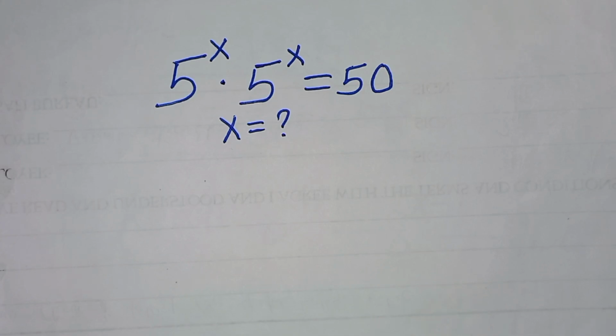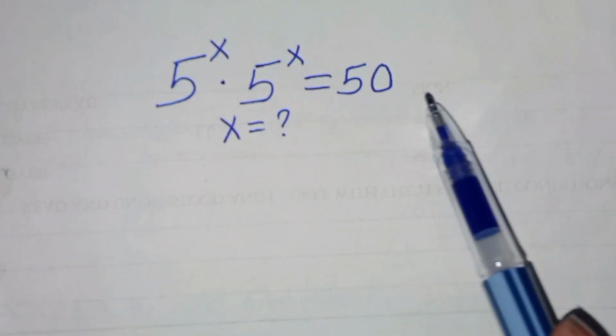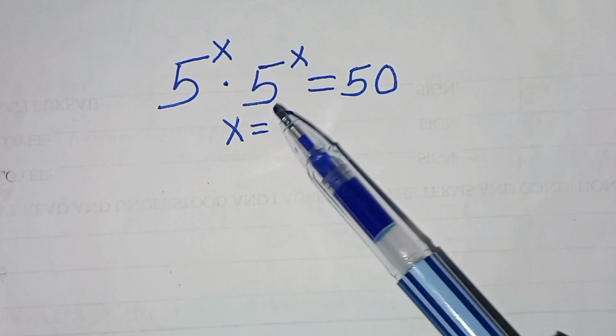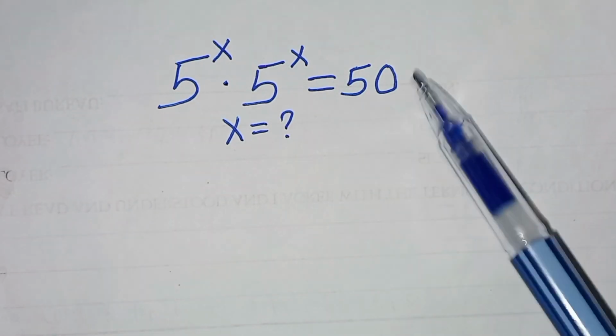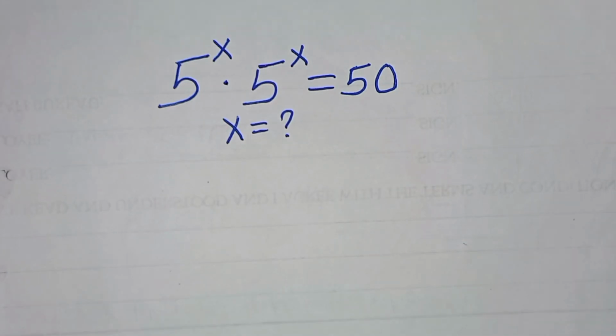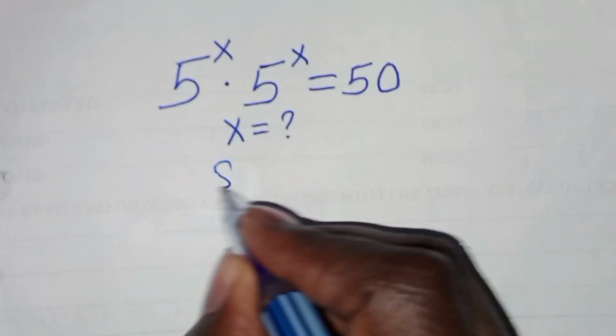You are welcome to solve this nice exponential equation, which is 5 to the power x times 5 to the power x. This is equal to 50. So what is the value of x? Now, solution from here.